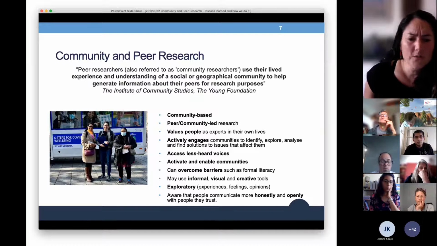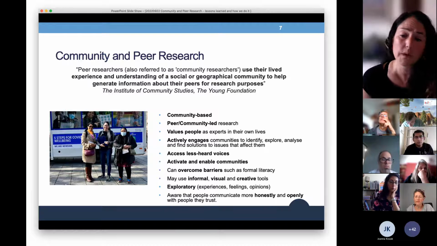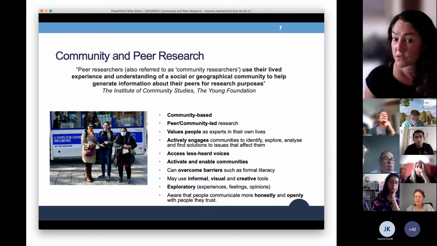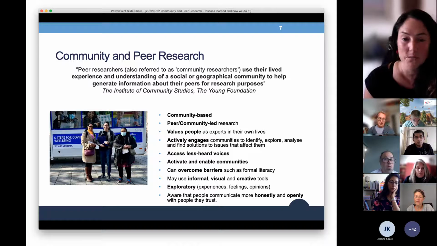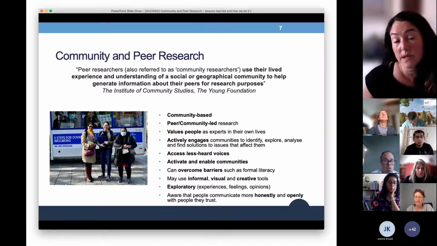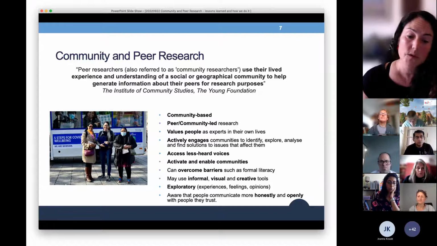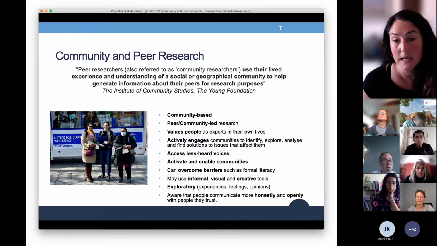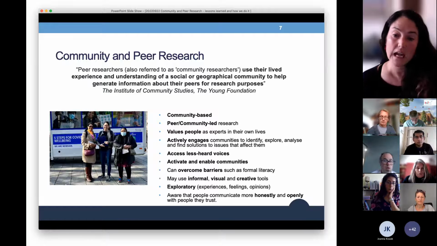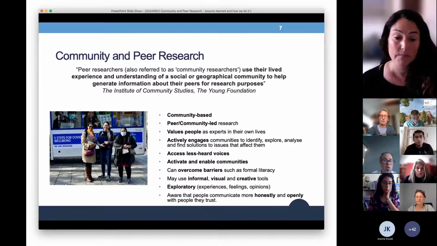And it's a really good way of overcoming barriers that people might have to accessing or being involved in other types of research or in service improvement. Formal literacy is a really good example. People might shy away from answering questionnaires or even taking part in focus groups, whereas community and peer research sometimes can work through that. Sometimes that might be because we use more informal tools or visual and creative tools, but also I think it's very much because people often feel that they can communicate more honestly and openly with people that they trust or that they have a shared experience or identity with.